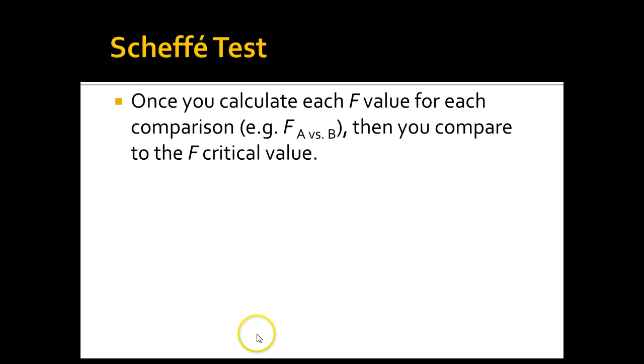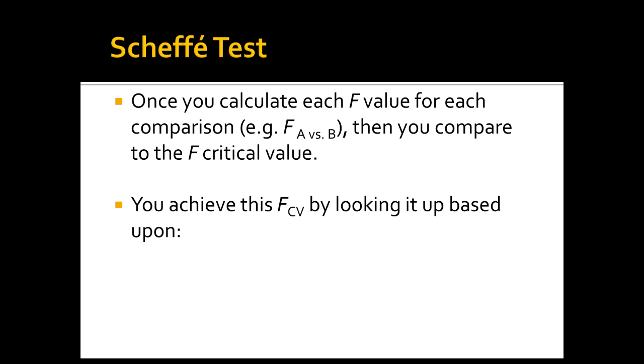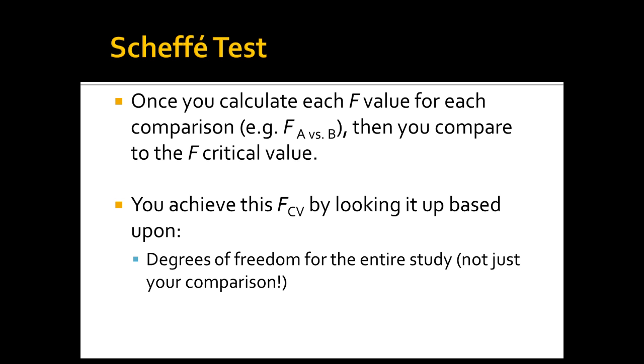Once you calculate each F value for each comparison, such as group A versus group B, you compare it to the F critical value. You obtain this F critical value by looking it up based upon the degrees of freedom for the entire study, not just your comparison, and then your alpha level.